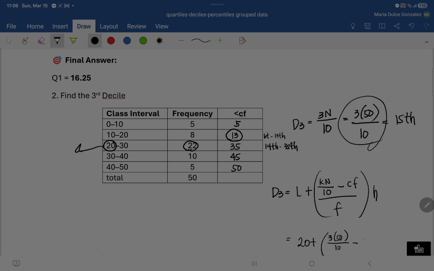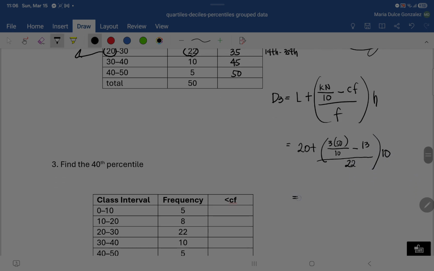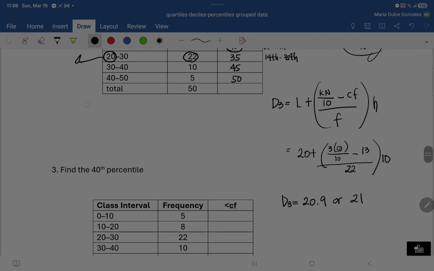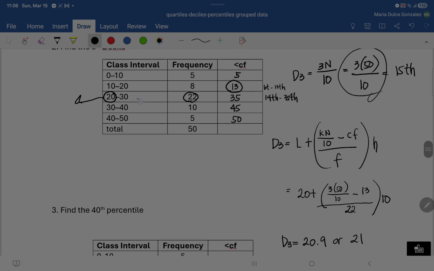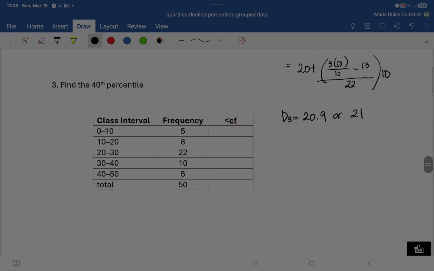Divided by 10 minus 13 all over the frequency of 22, and then times 10. So doing the math, our D3 is equal to 20.9 or 21. And if you check this, our answer of D3 is well within the class interval of 20 to 30.